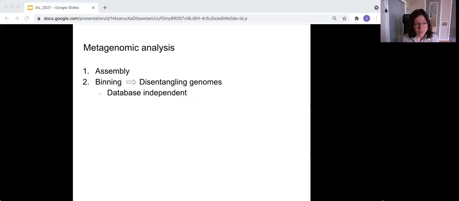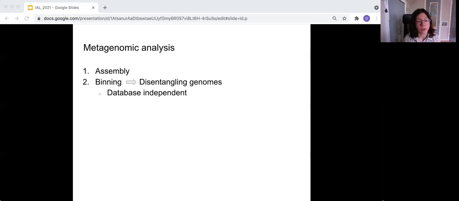So how did we do that? We used a database-independent approach. This means that we did not try to identify genomes by comparing our data to previously sequenced genomes. This wouldn't work for us because this way you can only extract genomes that are similar to genomes that are already known. And when we studied, there were no genomes from relatives of lichen yeasts available. So we had a little bit of a vicious circle problem. Instead, we didn't use databases at all.